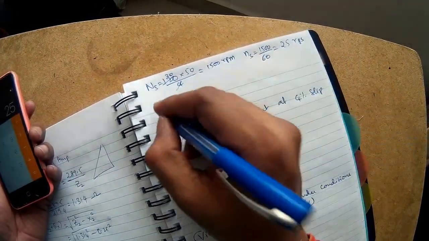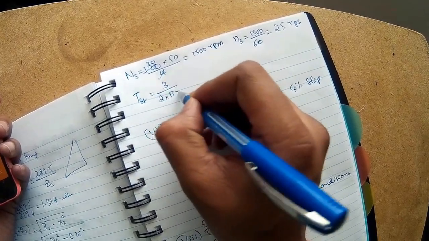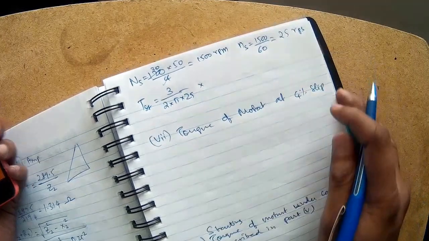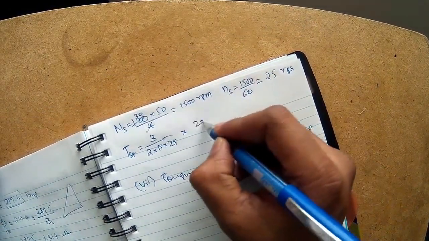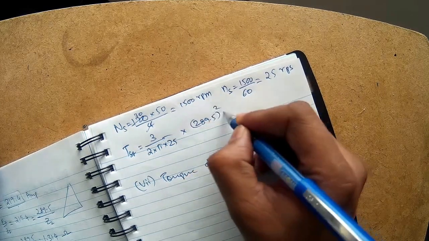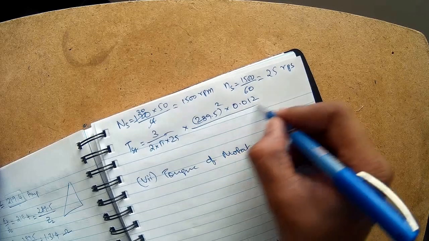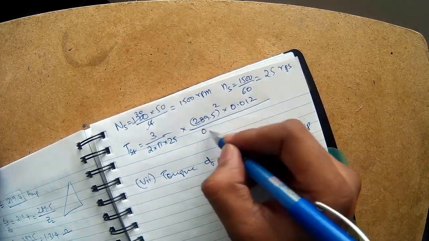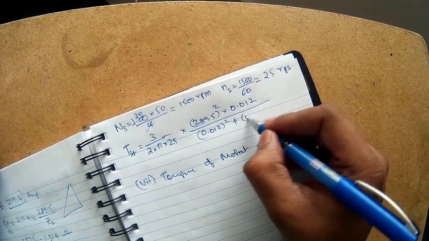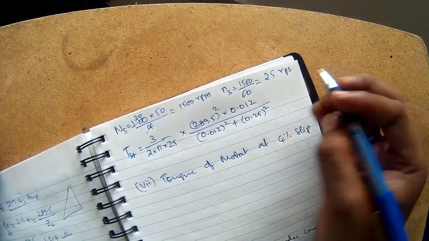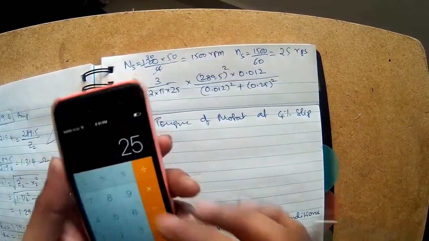Now I calculate the starting torque. Nothing but 3 divided by 2 into pi into 25, multiplied by E2 square. So how much was E2? This 289.5 square into R2. R2 was 0.012, that is given in the question, divided by 0.012 square plus X2, which is 0.25 square. Okay, so this is the starting torque of the motor. Let me calculate that.